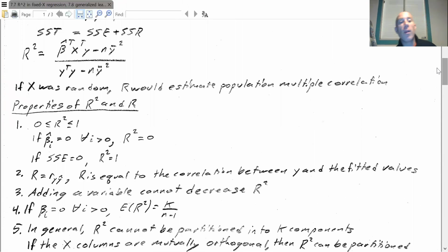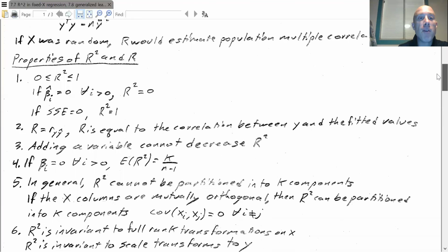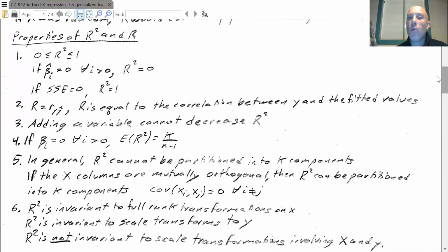Now, something to realize is that if x was random, then R would be estimating a population multiple correlation. But here in our situation for now, we're talking about x being fixed constants. They're known values. Okay, well, let's look at some properties of R squared and R. We've grown up with this concept, so this should not be shocking to us, but we'll go ahead and repeat this.